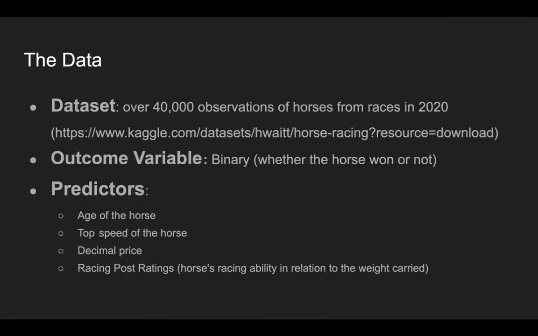So now getting into the data that we're going to be using, our data set is over 40,000 observations of horses from races from 2020. We got it off of Kaggle, and our outcome variable is going to be a binary predictor of whether the horse won or not. And the predictors for our logistic regression are going to be age of the horse, top speed of the horse, decimal price, and the Racing Post Ratings.